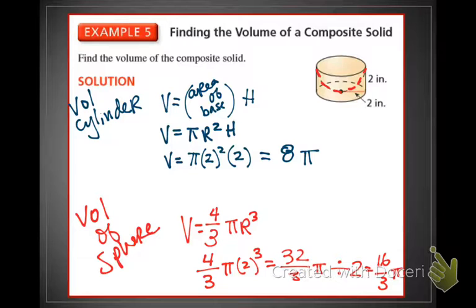All right, so we're going to take 8 pi right here, subtract our 16 over 3 pi because it's cut out, and we get 8/3 pi as the answer. Oh, it's over 3. It's over 3. I did it over 2.